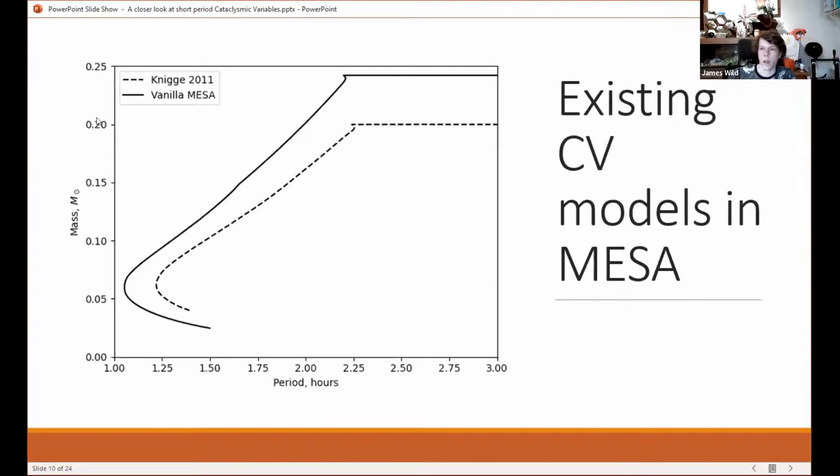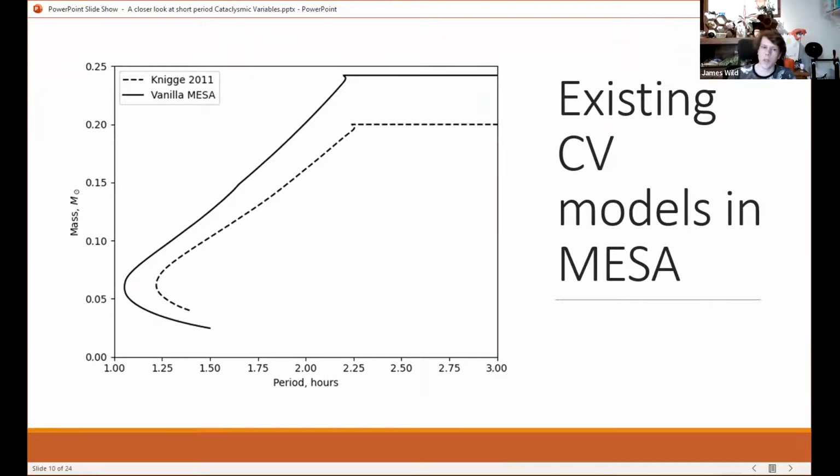So here are two CV donor tracks. Same as before, top right's where it starts and bottom left is where it dies. The dashed black line is Christian's donor track with just the normal amount of gravitational braking. There's no extra fiddling going on there. It's what we want to reproduce. The solid black line up here is the output from MESA trying to model a CV. And I think it's fair to say that they don't really agree with each other.